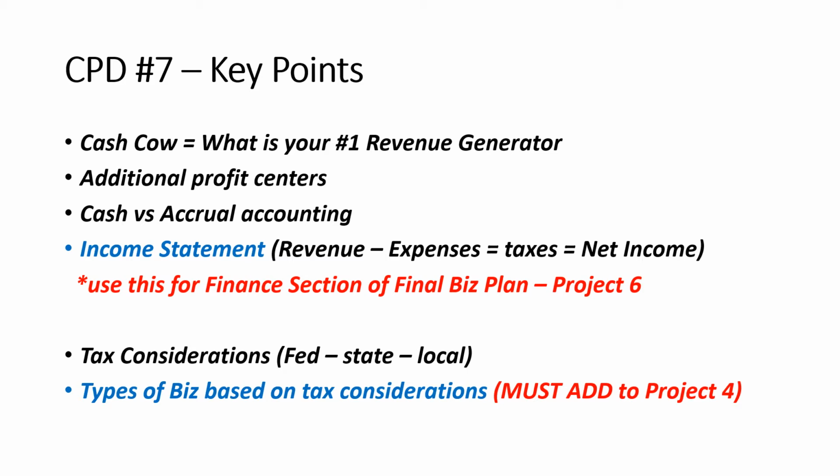You'll use this for your finance section of your final business plan, which is project 6 at the end of the course. For this upcoming project, project 4, which you must add, is the type of business based on tax considerations. And tax considerations meaning your federal taxes, your state taxes, and your local taxes. And we'll talk about that here at the end of the lecture.